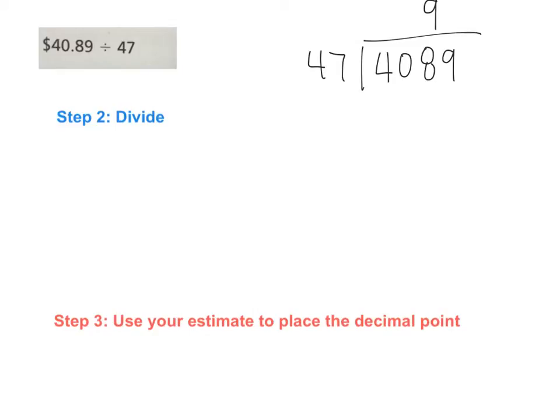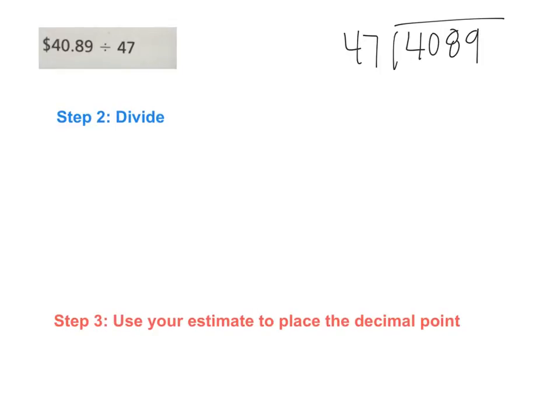Go ahead and do it on your papers. Okay, 47 goes into 408 8 times. Dad divided, so Mom needs to multiply next. What's 8 times 47? Soham? 376. Sister subtracts. 408 minus 376 is, Sidar? 32. Brother brings down.